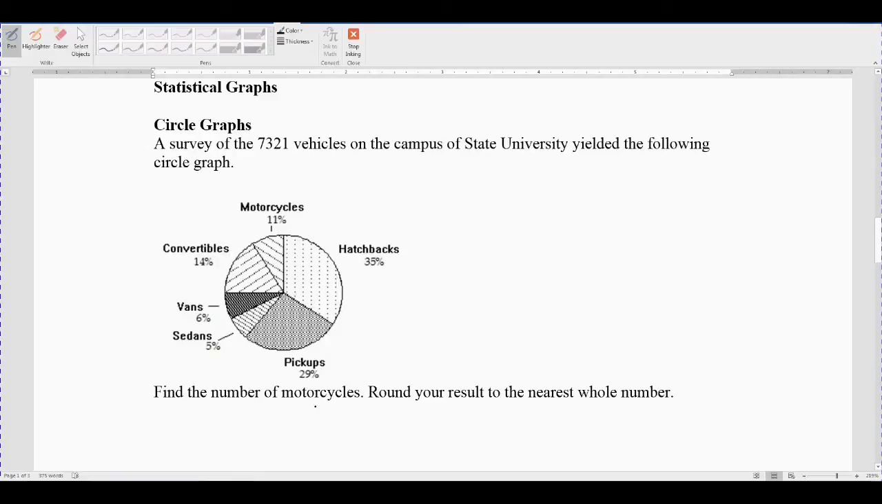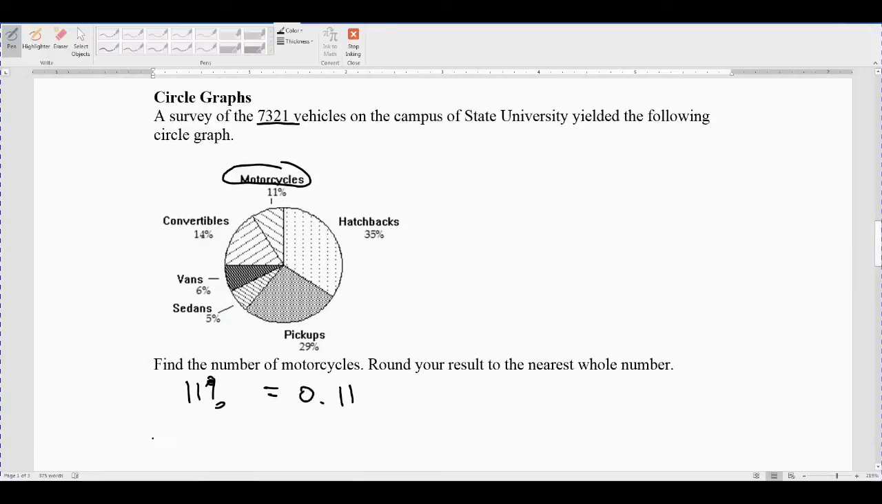So it says find the number of motorcycles. Well, this graph represents a total of 7,321 vehicles. So how many of those are motorcycles? So when you look at the circle graph, you find the motorcycles, and the percentage is 11%. So when you convert that to a decimal, you get 0.11. To find the number of motorcycles, you take 0.11 times 7,321.